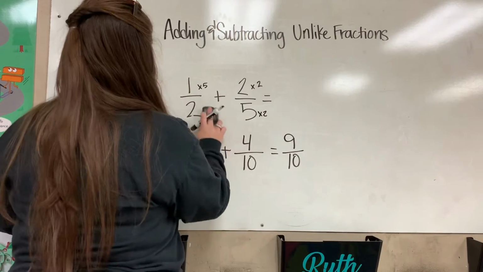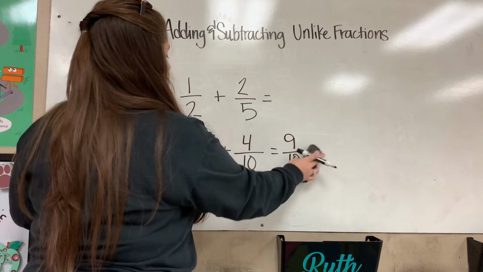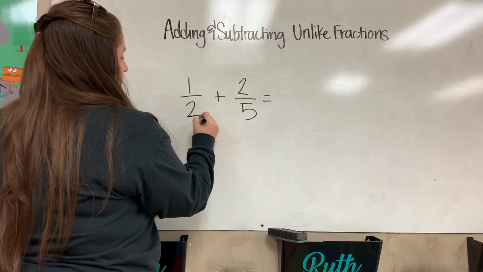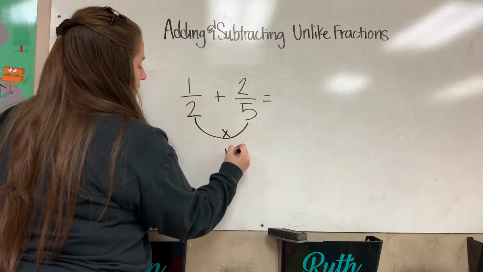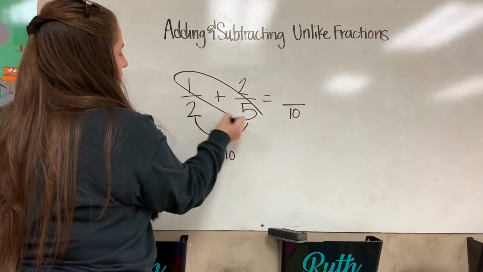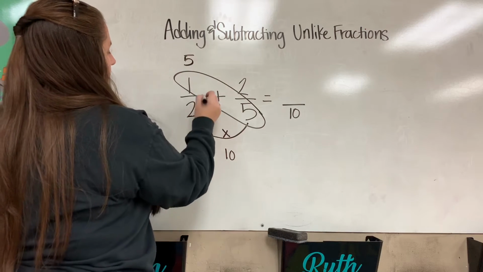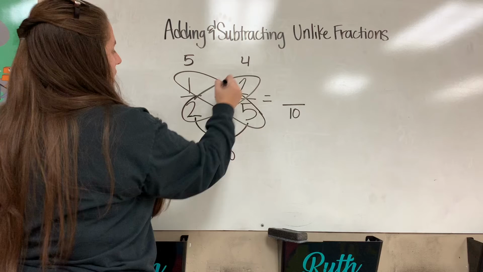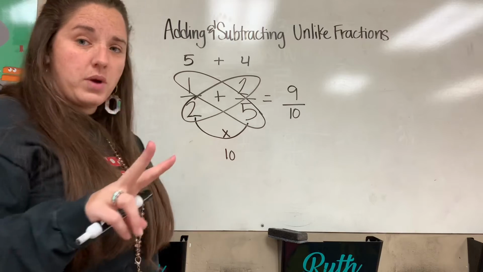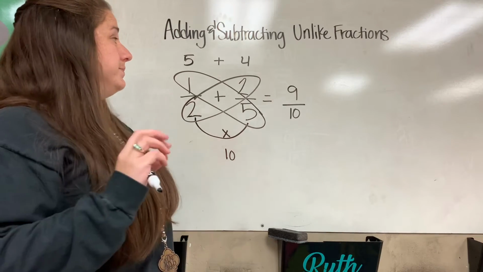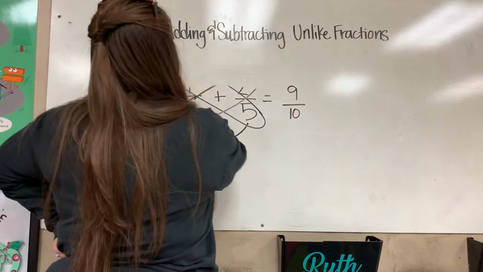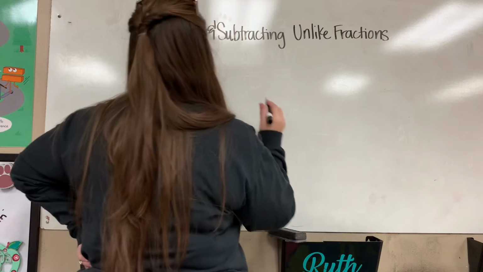Another way to do it is a little bit trickier, but you can still do it. You multiply these two, and that's going to be your denominator. Then you multiply these two and get 5. You multiply these two and get 4, and you bring your sign up and you just add it. So those are the two different ways that you can do it. I'm going to do a couple more examples of both, and then you can get started on your classwork for today.